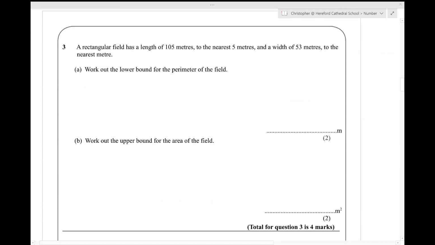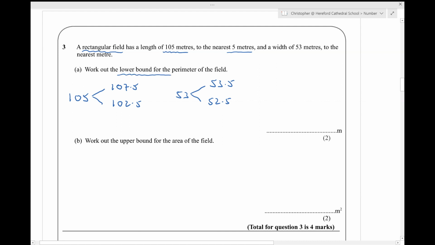Question 3. Okay, so a rectangular field has a length of 105 metres to the nearest 5 metres. So that's 105, and I need to think what would the upper bound and the lower bound be. Well, halve 5 and add it on, 107.5, halve 5 and take it off, 102.5. There's the lower bound and the upper bound of the length of my field. And the width is 53 metres to the nearest metre. So 53.5 for the upper bound, 52.5 for the lower bound.